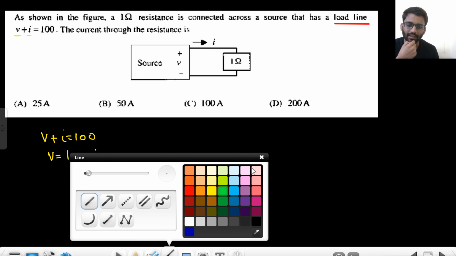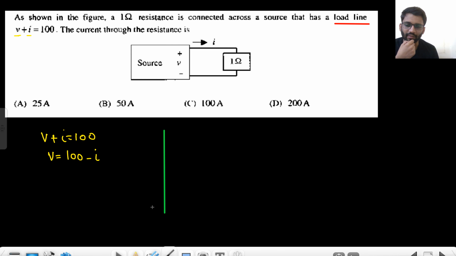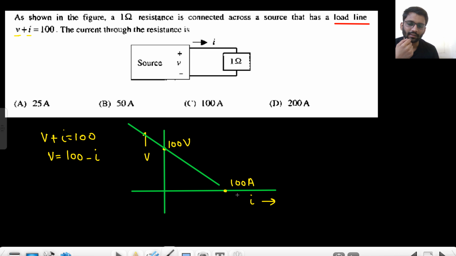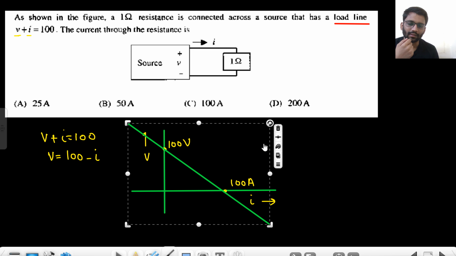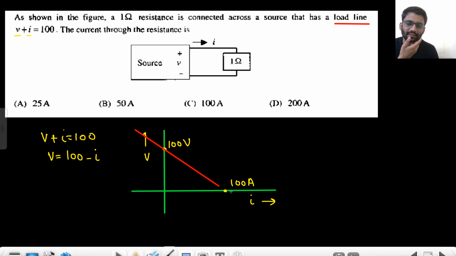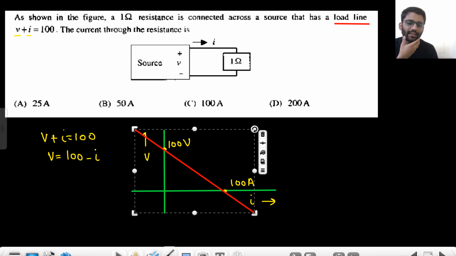Now I can draw the graph between V and I. When I is equal to 0, V is equal to 100 volt, and when I is equal to 100 ampere, V is equal to 0. So this is the curve. This is one relation.